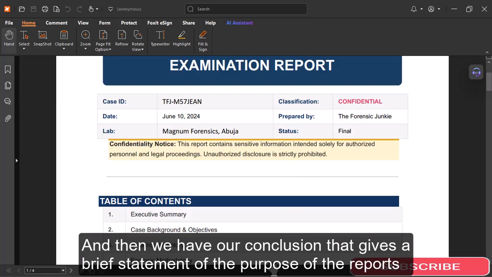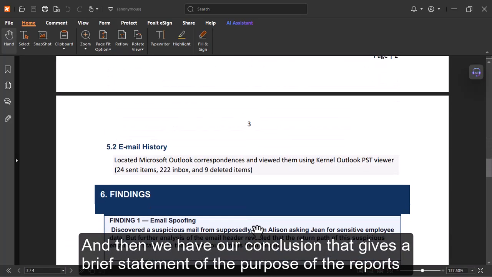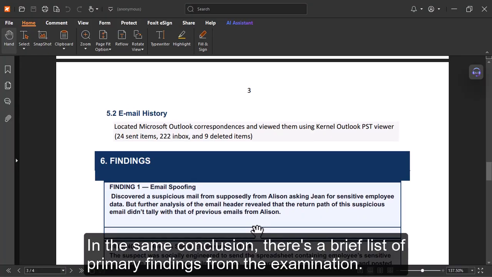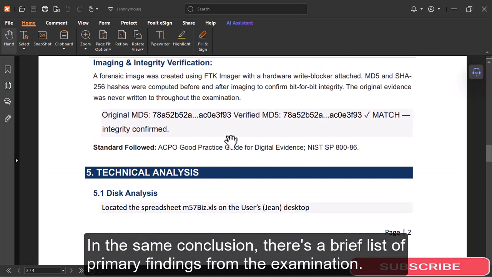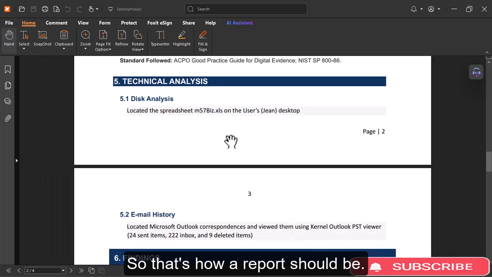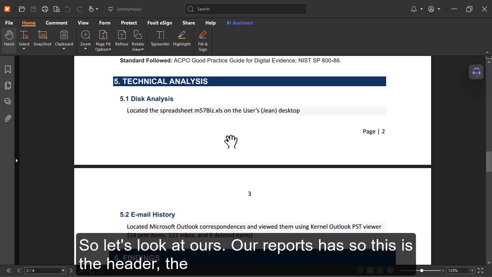And then we have our conclusion that gives a brief statement of the purpose of the report. In the same conclusion, there's a brief list of primary findings from the examination. So that's how a report should be. These are the things that guide you in creating a report. So let's look at ours.